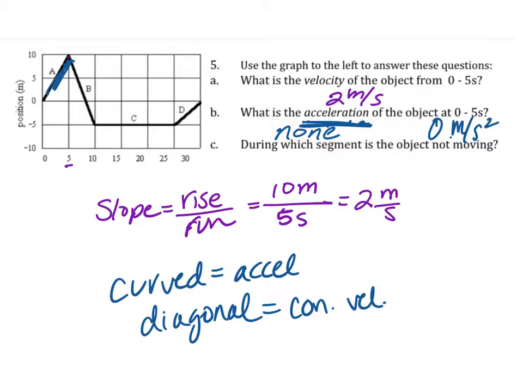So, all right, last one, C. During which segment does the object not move? Is it not moving? So on a position graph, think about what shaped line you want for not moving. Which one is it? Hopefully you're saying to yourself, horizontal line. The only horizontal line we've got here is section C. So your answer for C is C, okay?